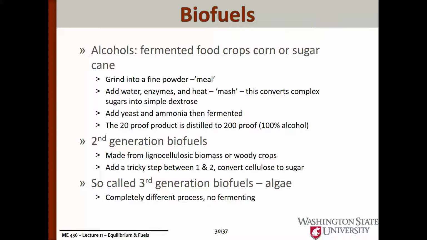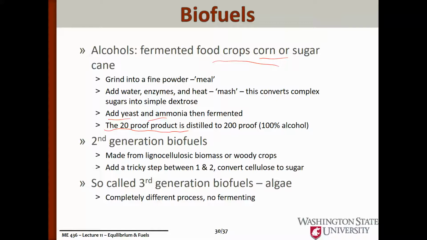The second generation of biofuels is the fermented food crop. So if, instead of starting from an oil like vegetable oil, you start straight from the corn or sugar cane, you grind it up and you brew it the way you would brew beer or vodka. You add yeast, you add a bit of ammonia, and it ferments. And the product is probably about 20 proof from the fermenting, just like if you were making beer or wine. That's about the max proof you can get from fermentation.